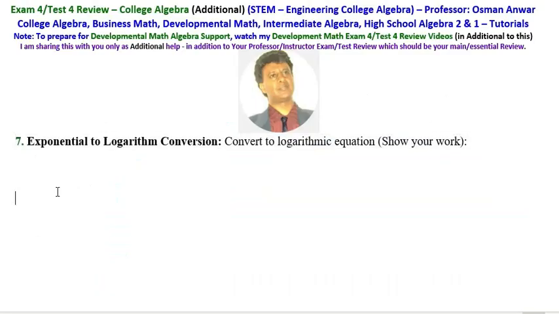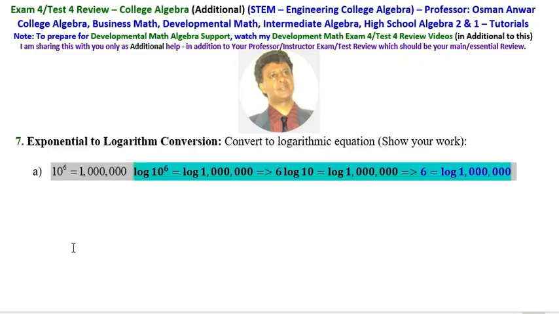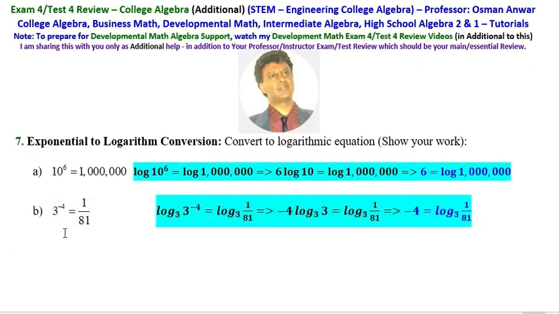Number 7 is exponential to logarithm conversion, converted to logarithmic equation. So A is 10 to the 6 equals 1 million. We're going to take log of both sides base 10, no base means base 10. That is log 10 to the 6 equals log of 1 million. Bring the 6 down, that is 6 log 10 equals log of 1 million. Log base 10, 10 is 1, that is 6 times 1 is 6, then this is 6 equals log of 1 million.